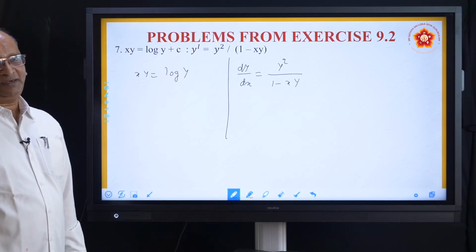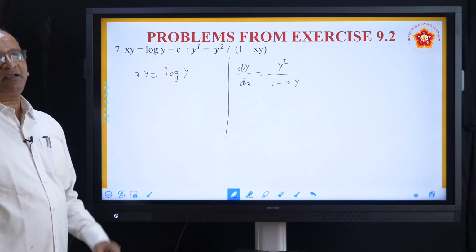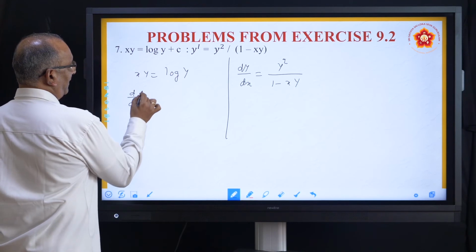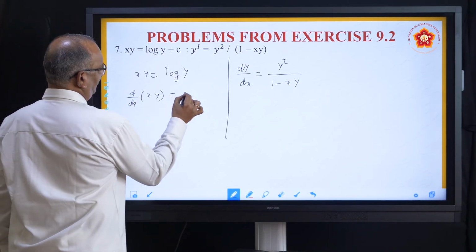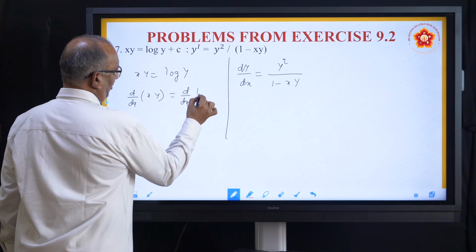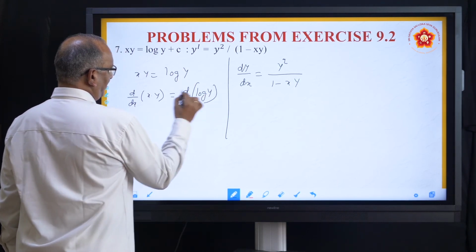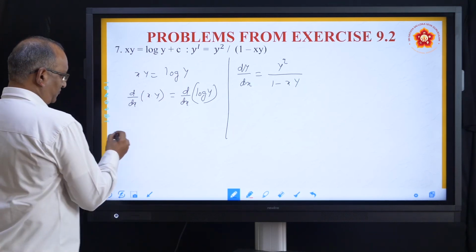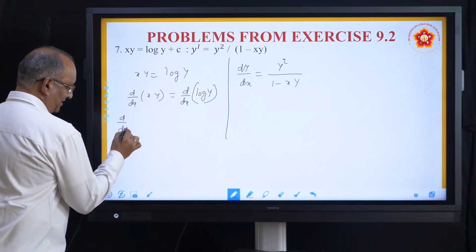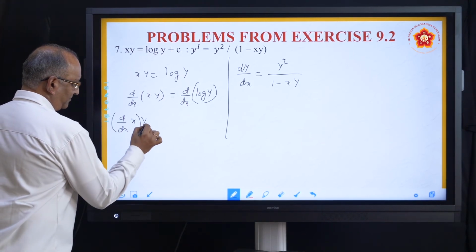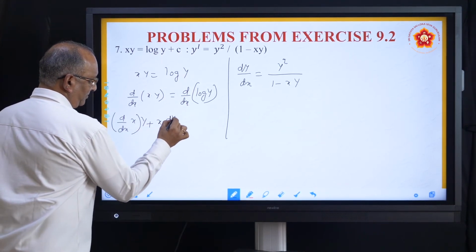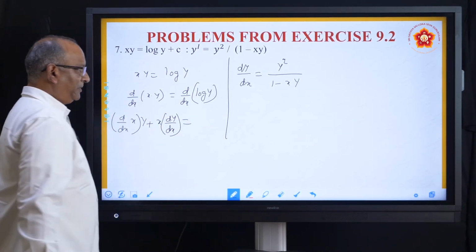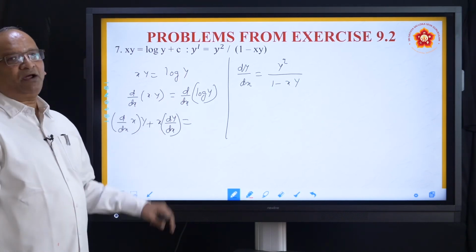Proceed. What is to be done? We need to know dy by dx. How do you do that? Differentiate both sides. d by dx of x into y equal to d by dx of log y. Here you apply the product formula. Derivative of the first function, that is d by dx of x, into y, plus x into dy by dx equal to, remember here we have log y, here we have dx.